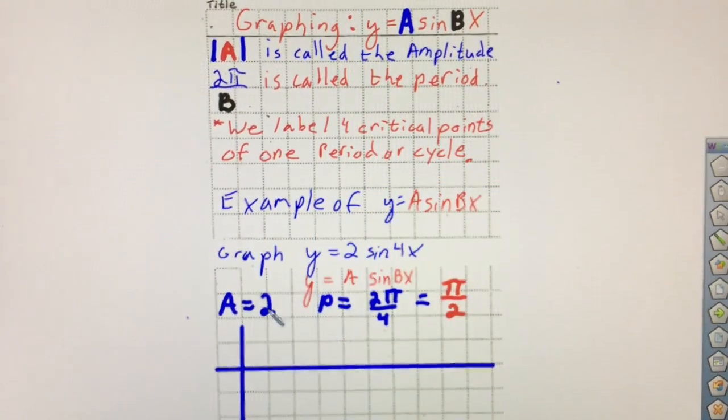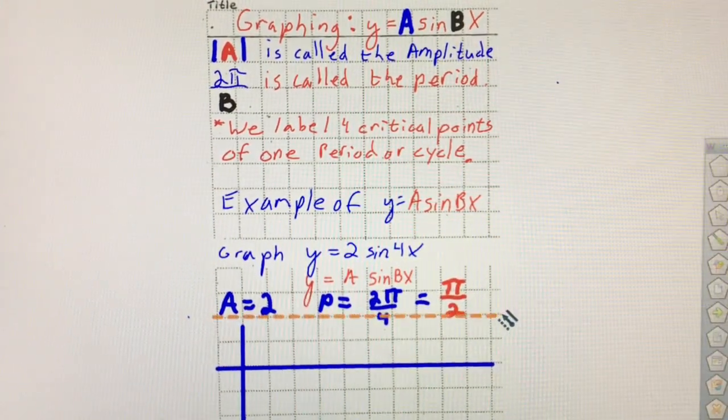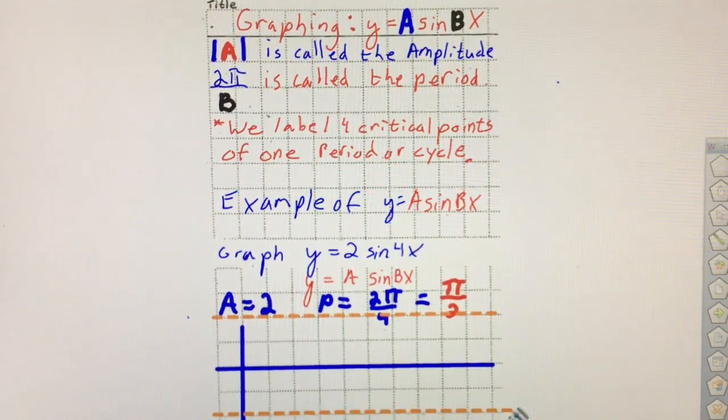So now that I've established that my amplitude is 2, from my origin I'm going to go up 2 and down 2. So I'm going to go up 2 and draw a horizontal boundary, and I'm going to go down 2 and draw a horizontal boundary.